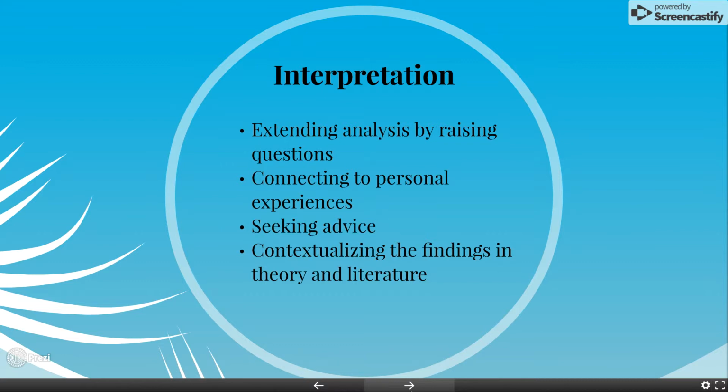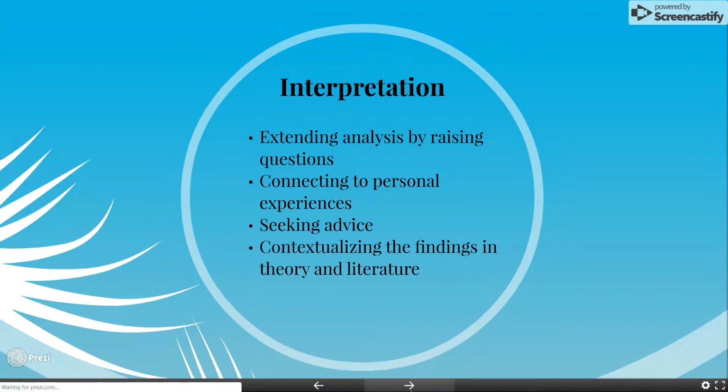It makes connections to the researcher's personal experiences, and often the researchers are seeking the advice of other staff members or of experts and contextualizing the findings in both theory and literature.